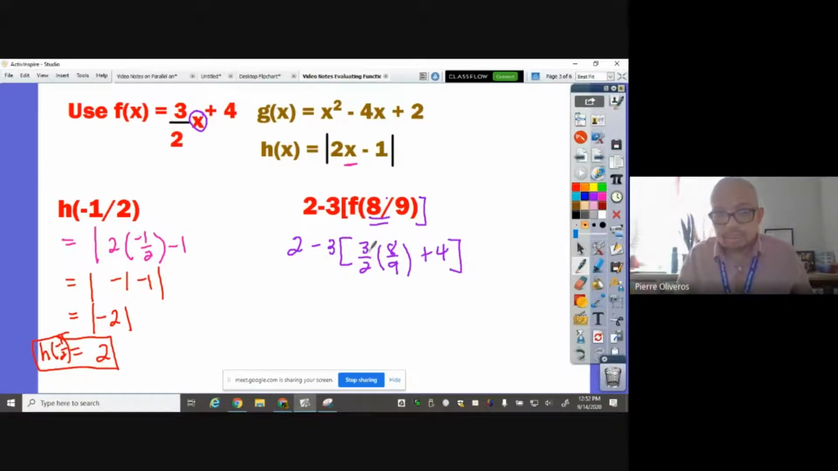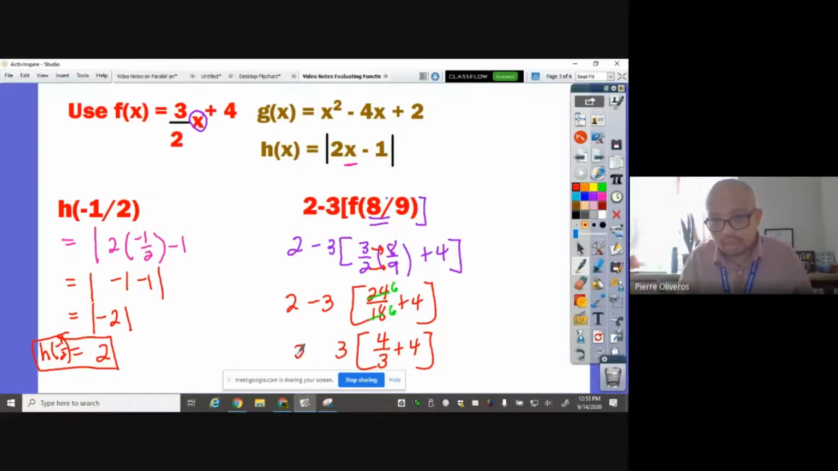Okay, so when you're dealing with two fractions, there are multiple ways of multiplying them. I'm going to make it simple. We're going to multiply them straight across. So 3 times 8 will give me 24. 2 times 9 will give you 18, plus 4 there. And there's still 2 minus 3 outside. We can reduce the 24 and 18 to simplest form. Both of them are divisible by 6. So 24 divided by 6 is 4, and 18 divided by 6 is 3, plus 4. And there's a 3 outside and 2 minus.